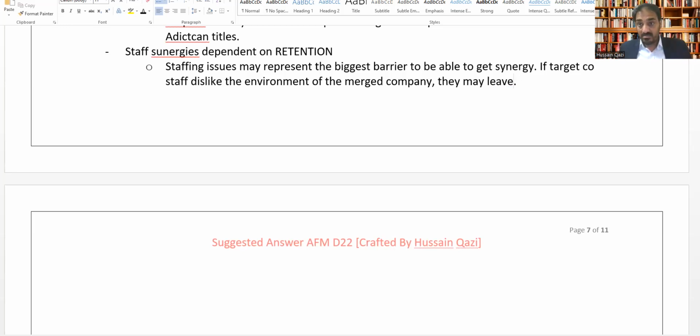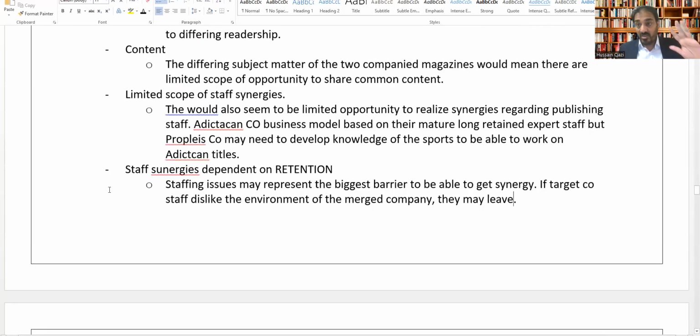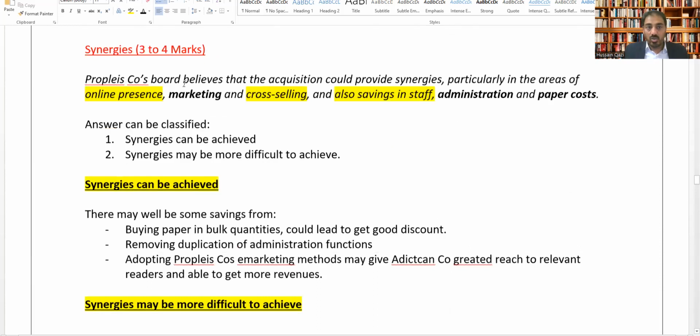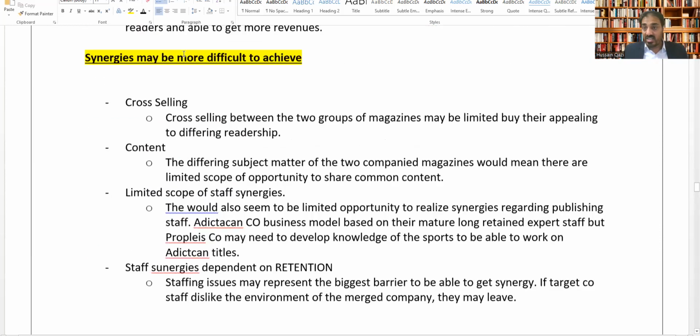They are well mature staff, they are well mature resources, they have enough, they can easily find another job. But here the acquirer, Propleis, has a challenge of how to retain them, because Propleis will be in a losing position and not able to generate the synergy if staff are not retained. That is the point related to the synergy.